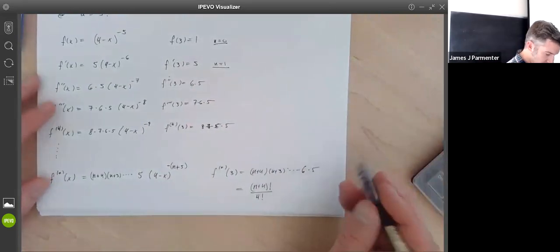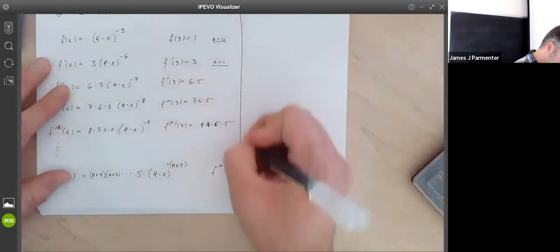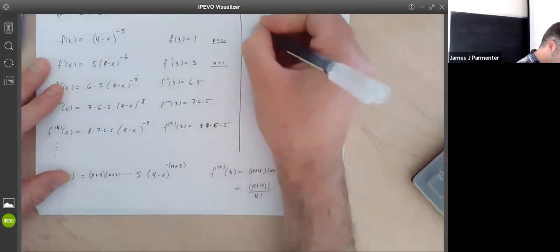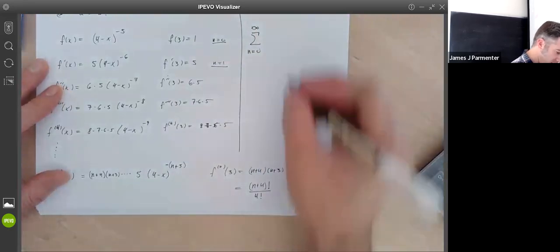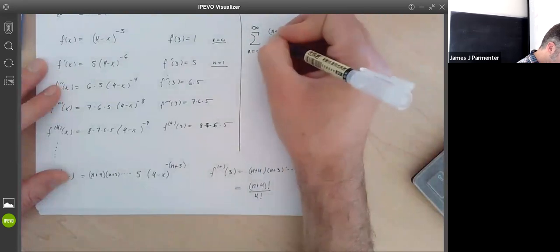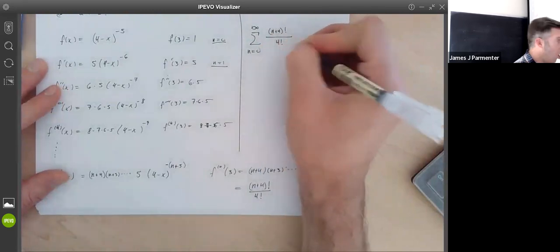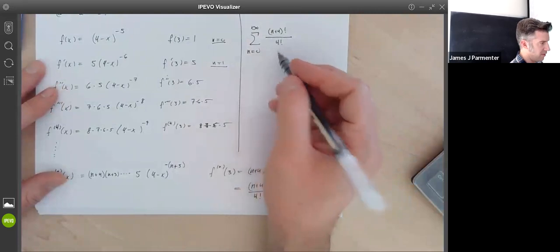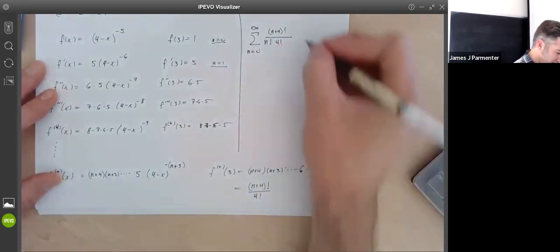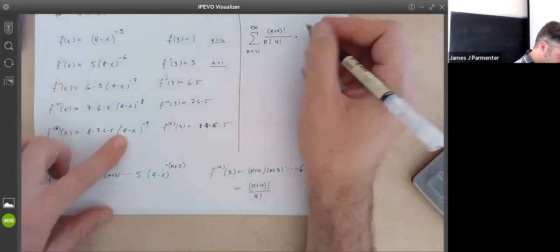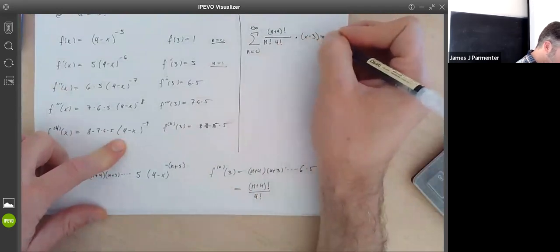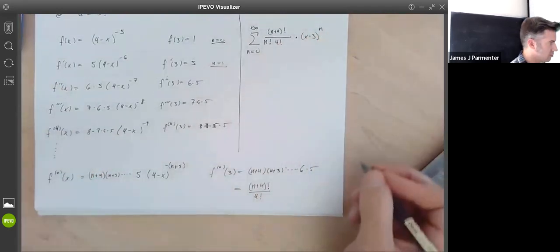Great, that's even better. So then we should be able to write our formula as the sum from n equals 0 to infinity of this here, n plus 4 factorial over 4 factorial over n factorial, which instead of doing a fraction and a fraction, let's just be smart about it, times x minus 3 to the nth power.